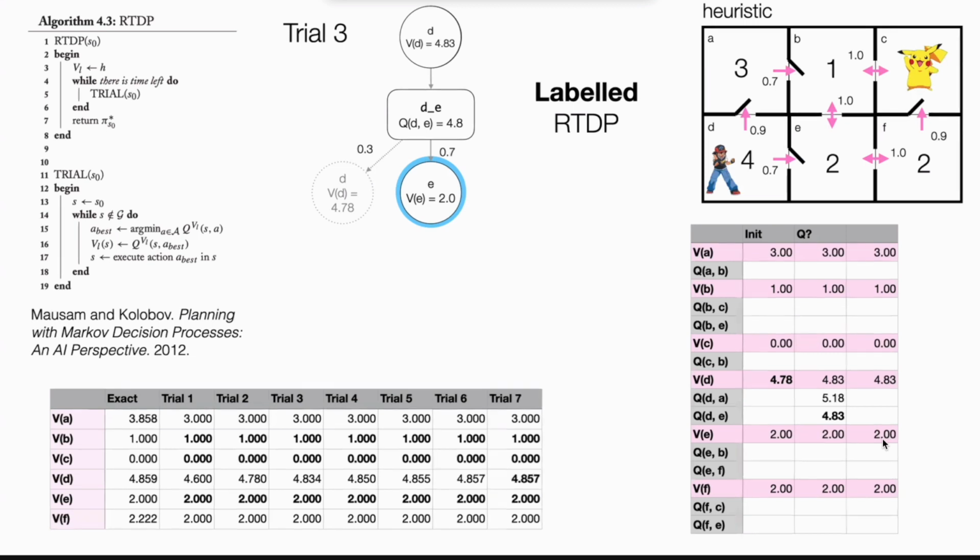And this takes a little while, but then after a while, we converge. And you can see now that if you see down at the bottom, my values for D have converged. And at which point, if I've labeled my initial state, then I know that the algorithm has converged on a solution.